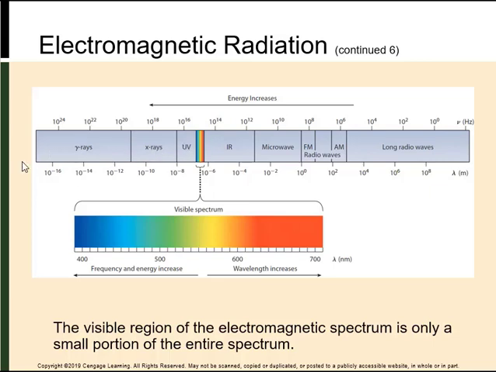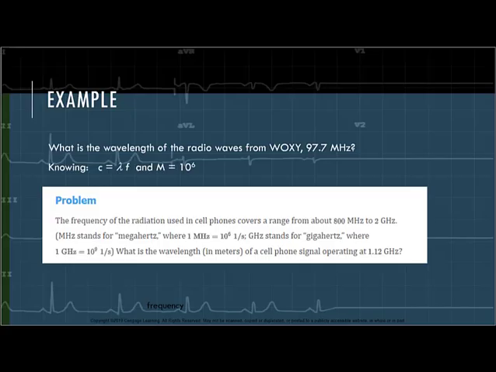At wavelengths longer than visible light, over here to the right, we first encounter infrared radiation, or IR. The wavelengths of the radiation used in microwave ovens, in television and radio transmissions, in MRI instruments, and cell phones are even longer. Let's look at an example problem here.